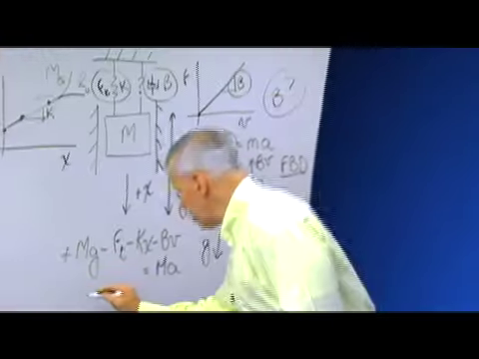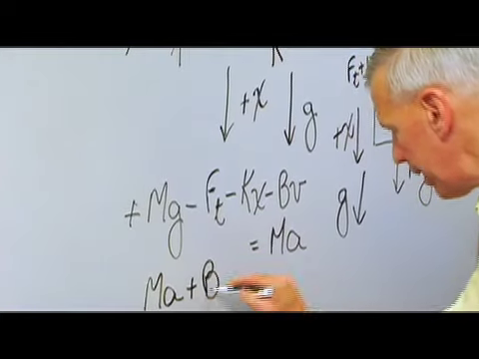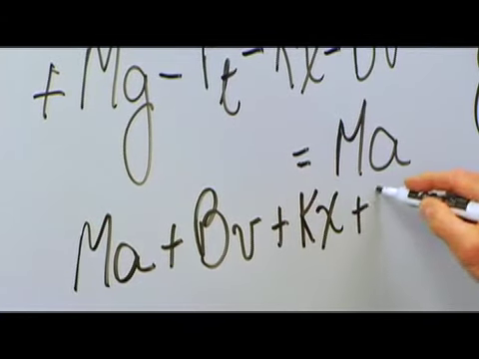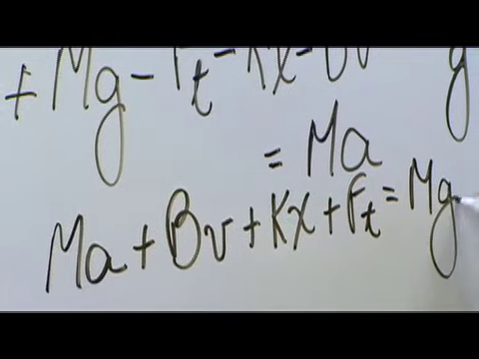If I rewrite this equation, I'll show it as mass times acceleration plus b times v plus kx plus the pretension equals m times g.